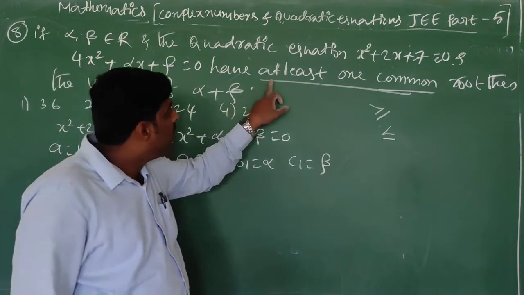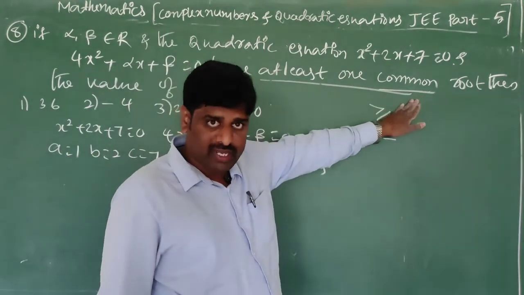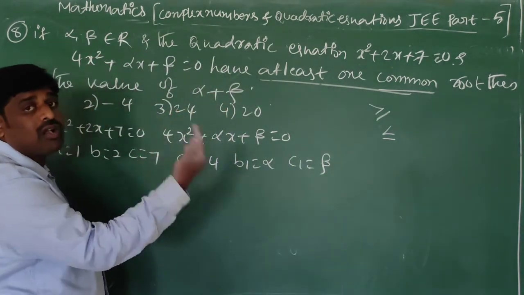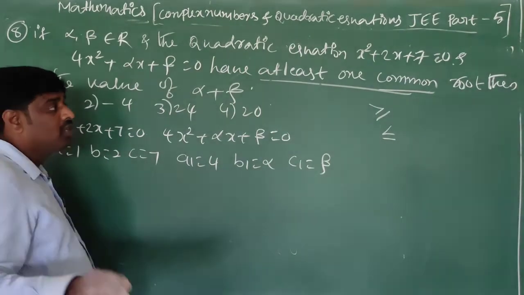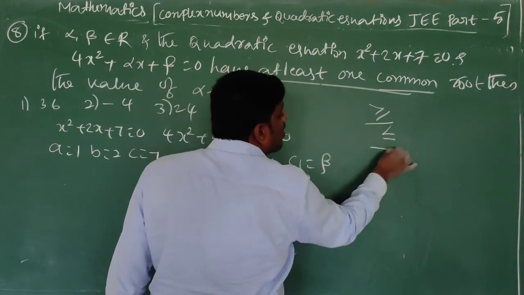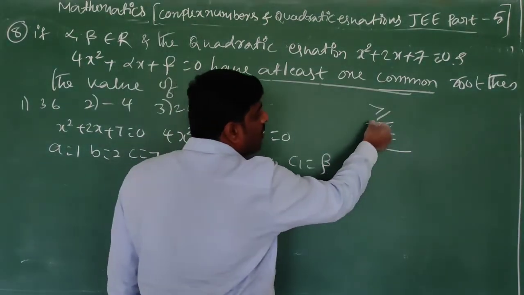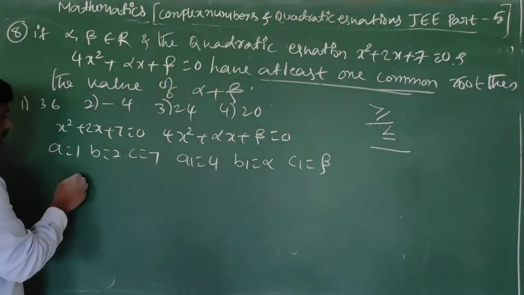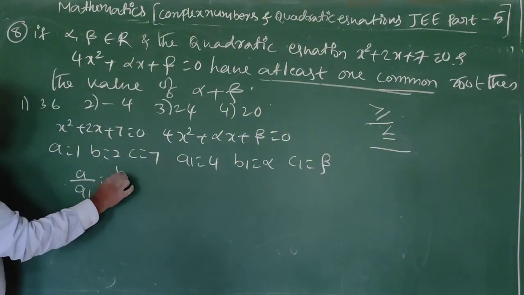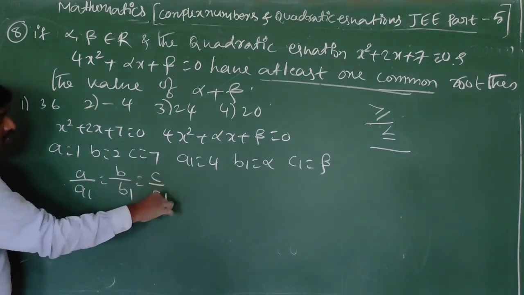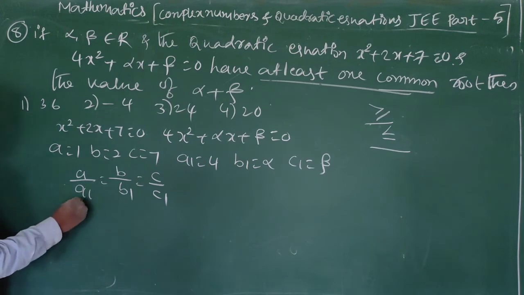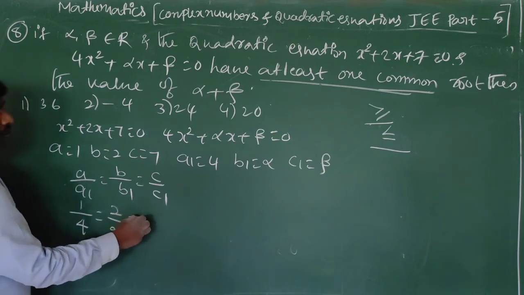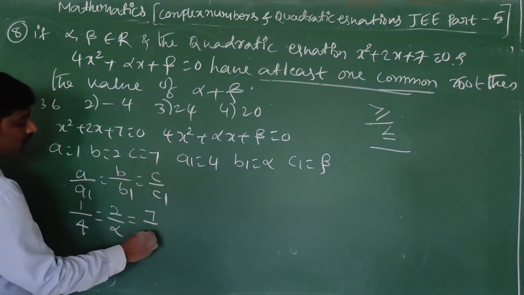Remember this point: if they ask only one common root, the formula will change. But at least one common root means two common roots, that is, at least means greater than or equal, at most means less than or equal. Greater than or equal means one or two roots, that is, two roots only. The formula is a by a1, b by b1, c by c1. What is a1? 4. 2 by alpha is equal to c, 7 divided by beta.